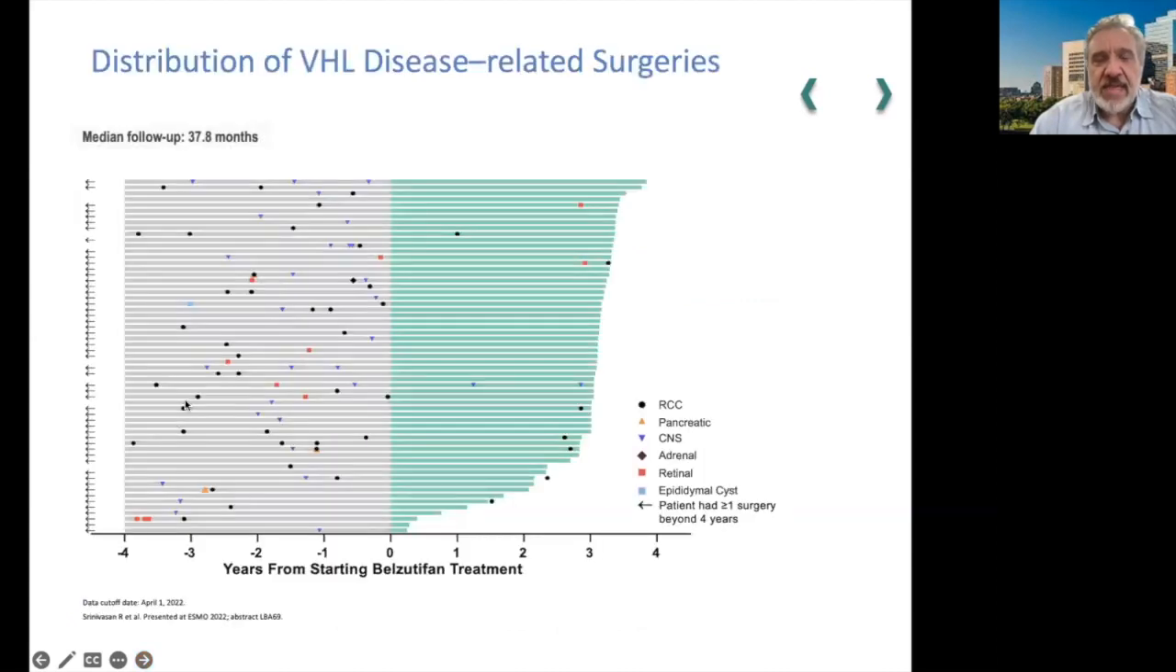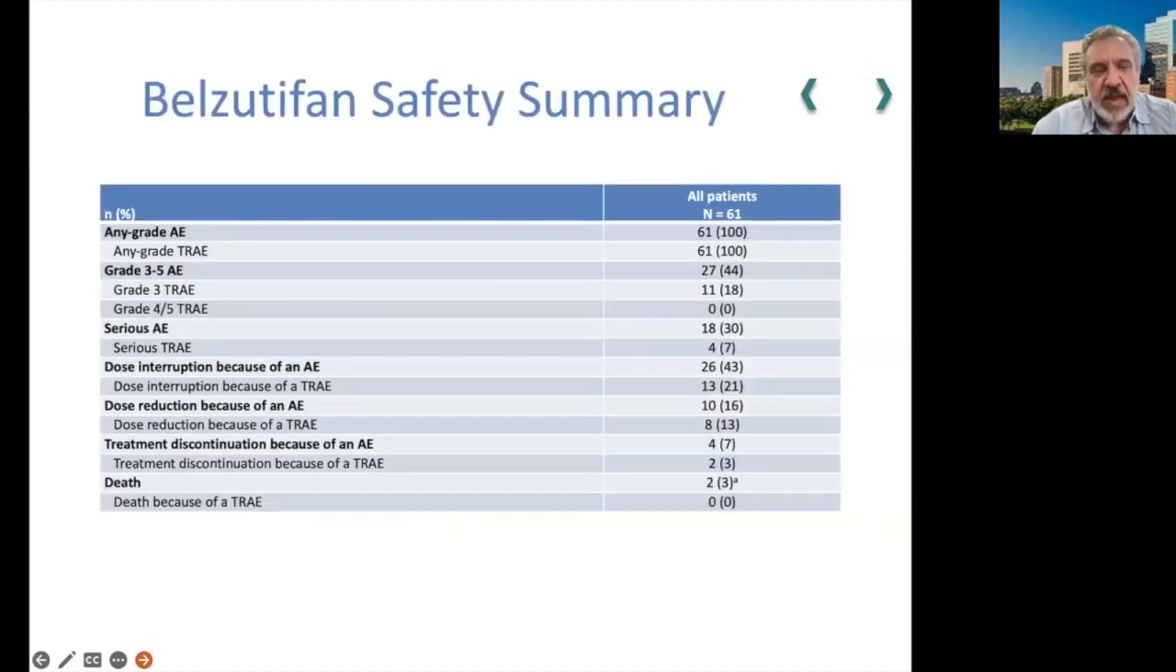Here's another example of how different the life of VHL patients became. The gray area is before treating this group of patients with belzutifan, and these are the different procedures, not tumors, the surgeries that they have: for renal cell, pancreatic, central nervous system, adrenal, retinal, epididymal cyst before, and this is how many they have after the treatment with belzutifan. So definitely the quality of life and the effectiveness of the medication has dramatically changed the life of VHL patients.